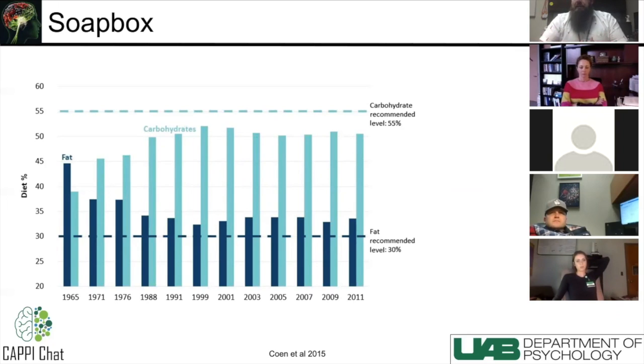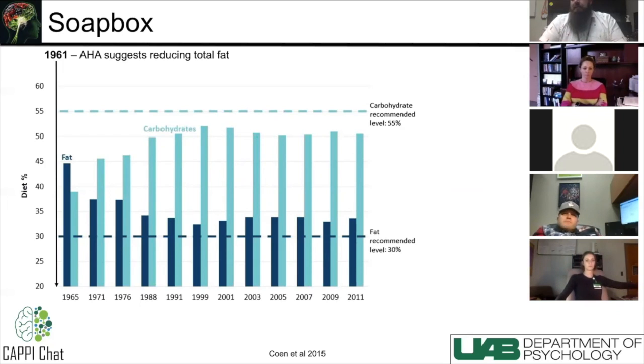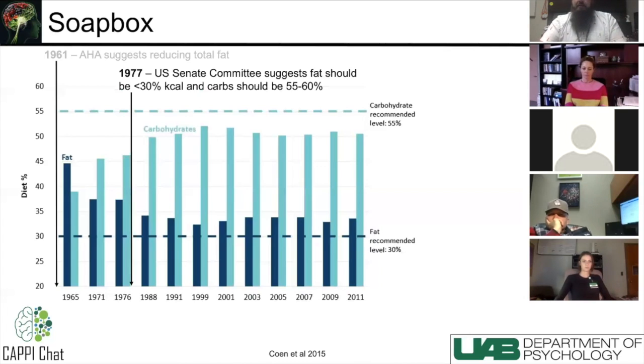Now, what was interesting is when you start looking to see what happened at these different time points. Well, in 1961, the American Heart Association suggests that we should reduce our total fat, the idea being that this would be beneficial for cardiovascular health, reduce plaque buildup, and stuff like that. And so the fats are starting to decline in the diet. One of the major things that happened in 1977 is a US Senate committee suggests that fats should make up less than 30% of your kilocalories per day, and carbohydrates should be roughly 55%. And what you can see after 1976 is that things are starting to move in that direction. So fats are decreasing, carbohydrates are increasing.